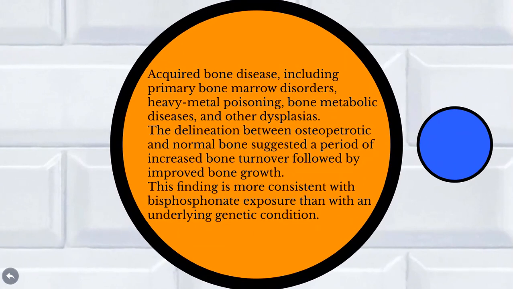Acquired bone disease, including primary bone marrow disorders, heavy metal poisoning, bone metabolic diseases, and other dysplasias. The delineation between osteopetrotic and normal bone suggested a period of increased bone turnover followed by improved bone growth. This finding is more consistent with bisphosphonate exposure than with an underlying genetic condition.